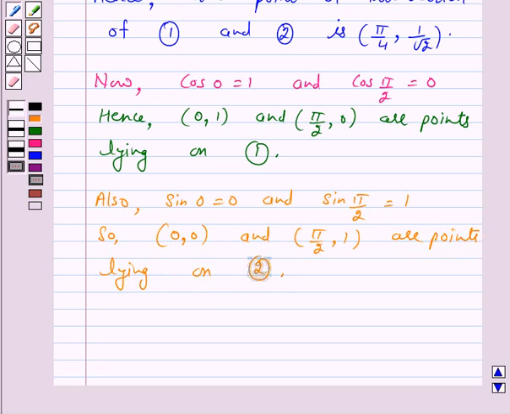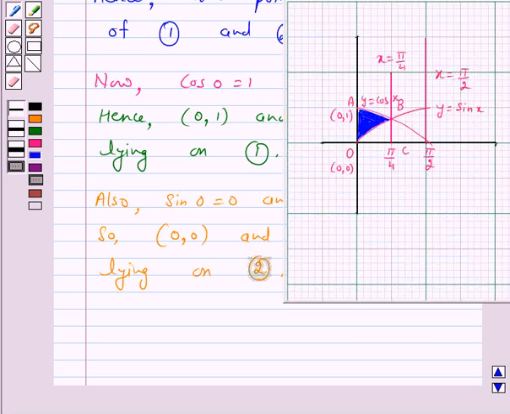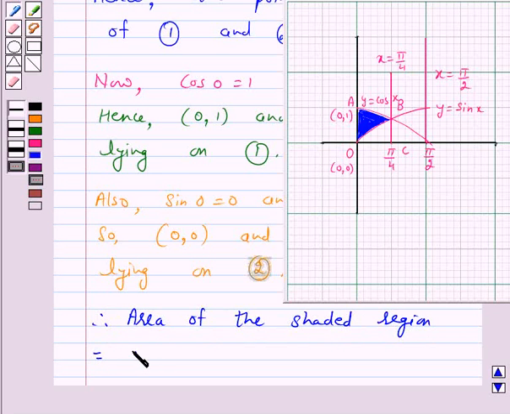Now using this information, we will draw a rough sketch to identify the region whose area we have to determine. So we have to find the area of this shaded region. So the area of the shaded region is equal to area of OCBAO minus area of OCBO.